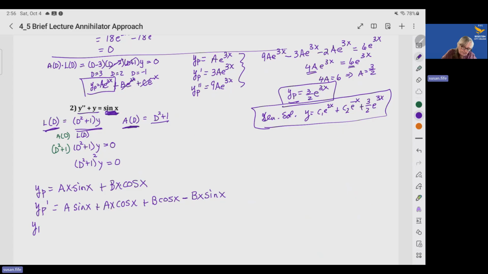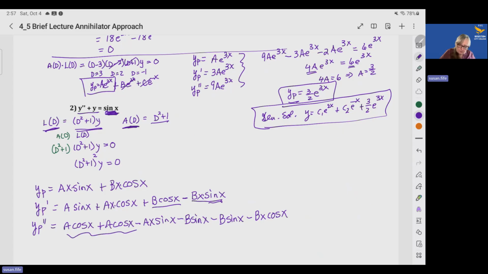And then my second derivative of sine x is cosine x. I get a cosine x. Here, using the product rule, derivative of x is 1, so I get a cosine x. Derivative of cosine x is negative sine x, so I get minus ax sine x. And then derivative of cosine x is negative sine x, so I get negative b sine x. And then here, product rule, derivative of x is 1, so I get minus b times 1 sine x. And then derivative of sine x is cosine x, so I get minus bx cosine x.